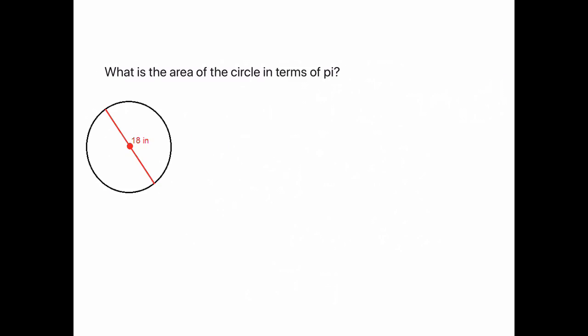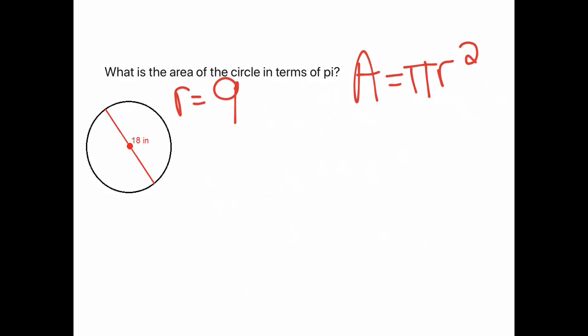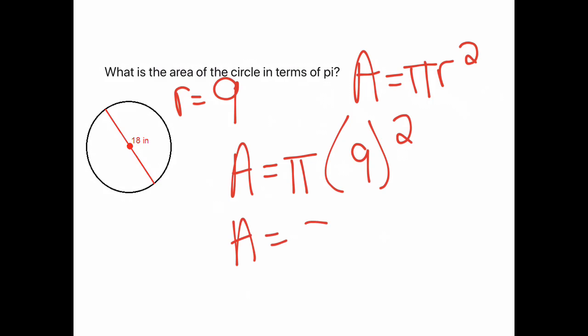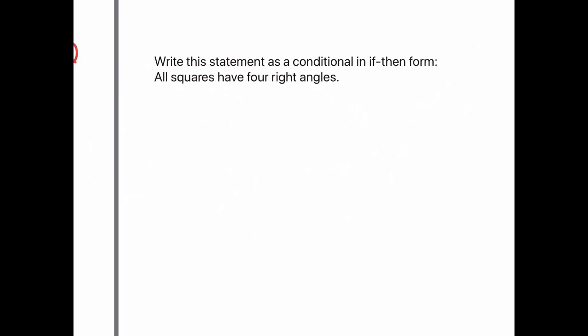Our next question asks for the area of the circle in terms of pi. And remember that the formula for the area of a circle is pi r squared. And they have not given us a radius here, though they have given us a diameter. So remember that our radius is always half of our diameter. So in this case, our radius is 9. They ask for our answer in terms of pi, which means that I don't need to multiply by 3.14. So I have pi times 9 squared, and 9 squared is 81, so our answer is 81 pi.